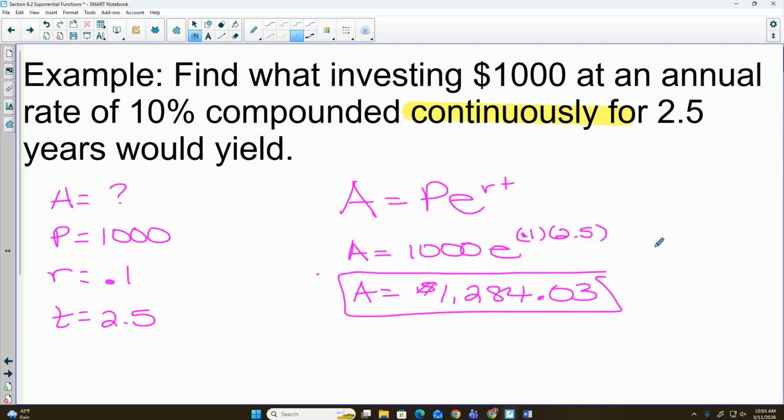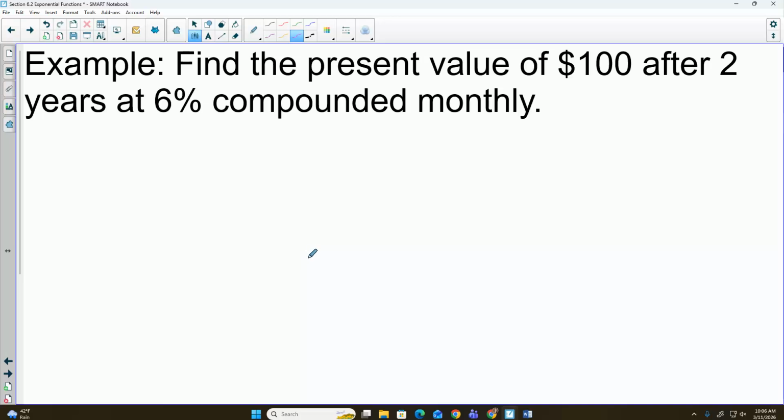All right, does anyone need help with their calculator? Let's look at a few more. All right, so on this one, I see the compounded monthly, so it tells me that's not continuously. So we're using the first formula. So those are the variables we need to figure out.